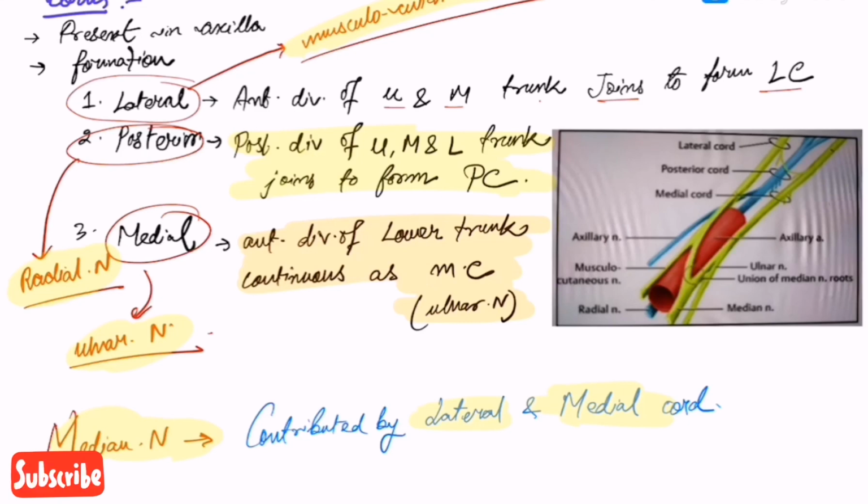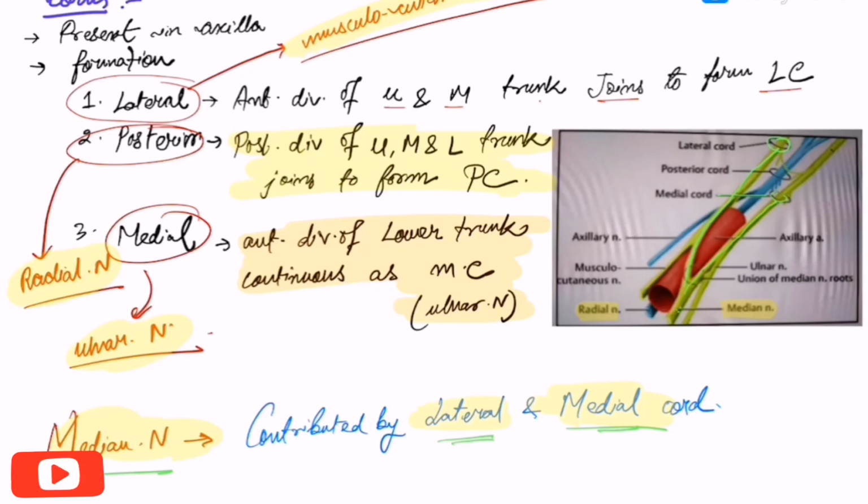Here in the diagram we can appreciate that. Yes, this is the radial nerve, this is the median nerve. Now we can trace. It's said that the median nerve is contributed by the lateral and medial cords. So let's trace back. This is the median nerve. Going back, this is the medial cord. Again, this branch going back is the lateral cord. So there are the lateral and medial cords.